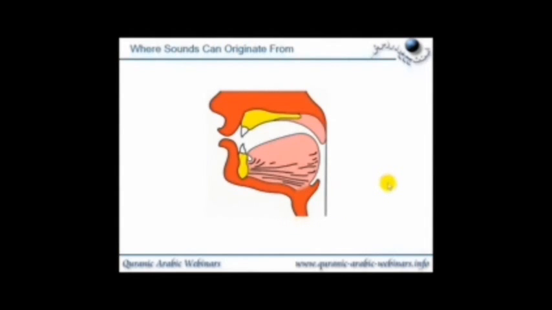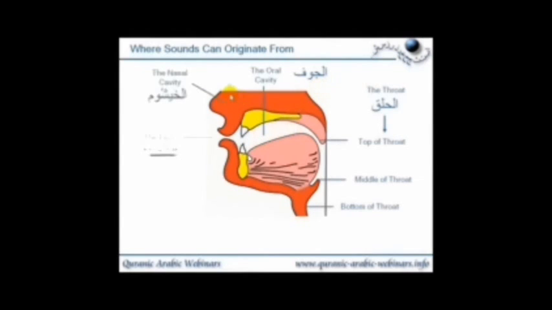So this is high level. The first place is the throat, i.e. your air passage, known as al-halq. We can divide this into the bottom of the throat, the middle of the throat and the very top of the throat. The second place is the oral cavity, that's the space between the tongue and the roof of the mouth, known as al-jawf. We then have the nasal cavity, i.e. the air passage in your nose, going to the back towards your throat. This is known as al-khayshum.